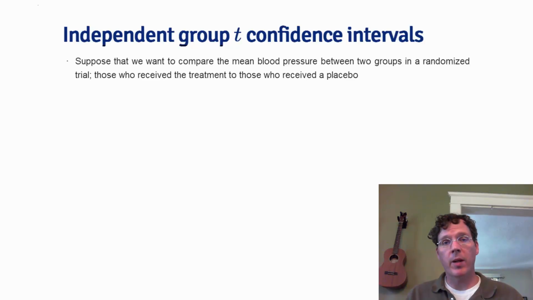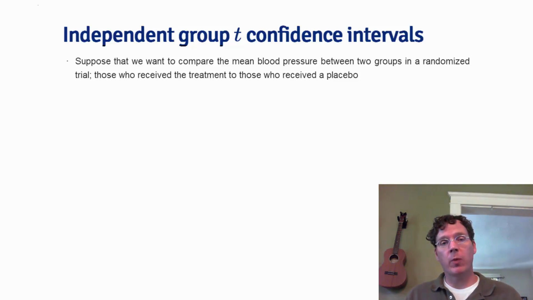Suppose that we want to compare the mean blood pressure between two groups in a randomized trial, those who received the treatment and those who received a placebo. This is not unlike so-called A/B testing, which is probably the language used most often in data science. Whether in A/B testing or in a randomized trial, you are performing the randomization in order to balance unobserved covariates that may contaminate your results.